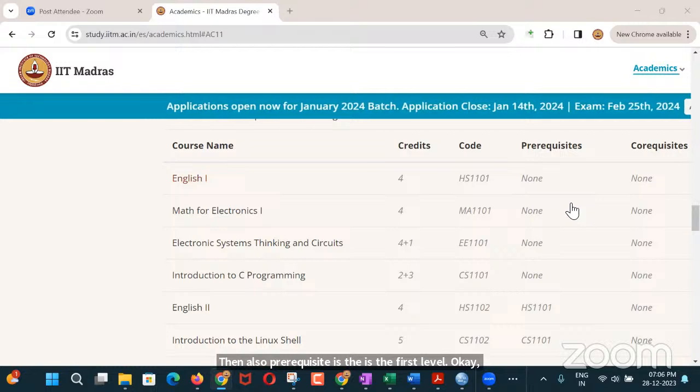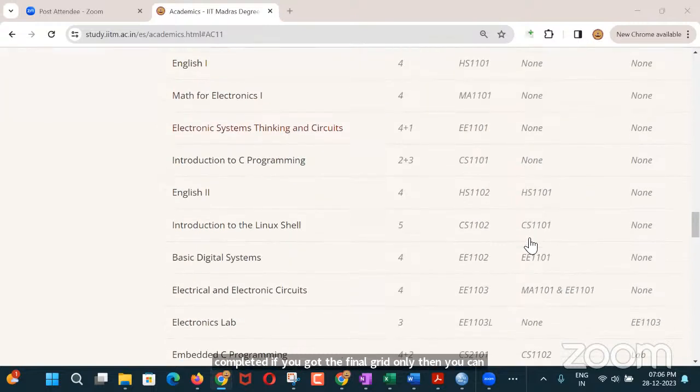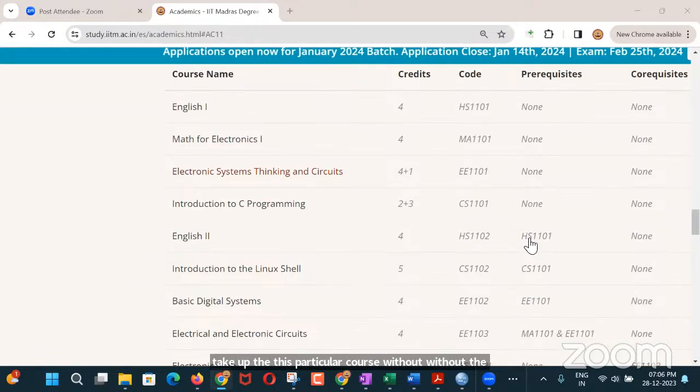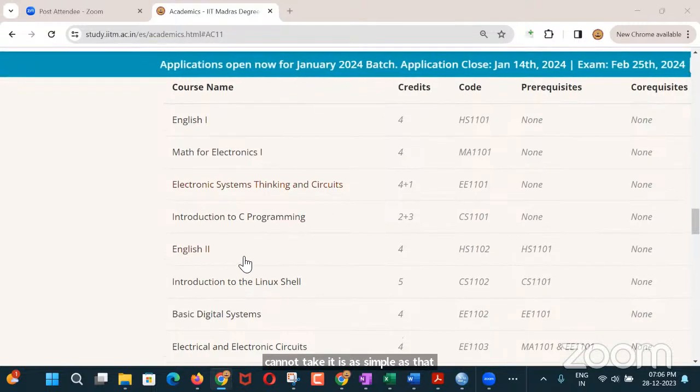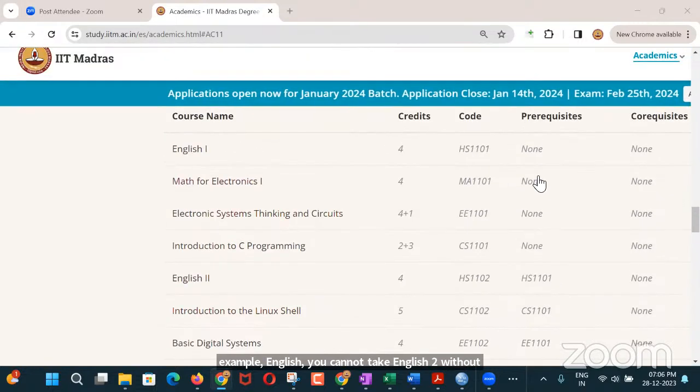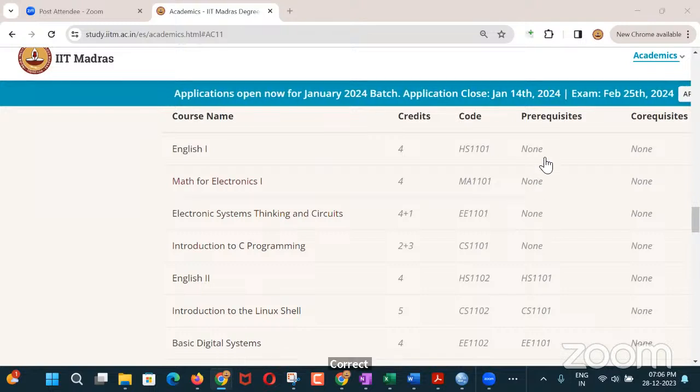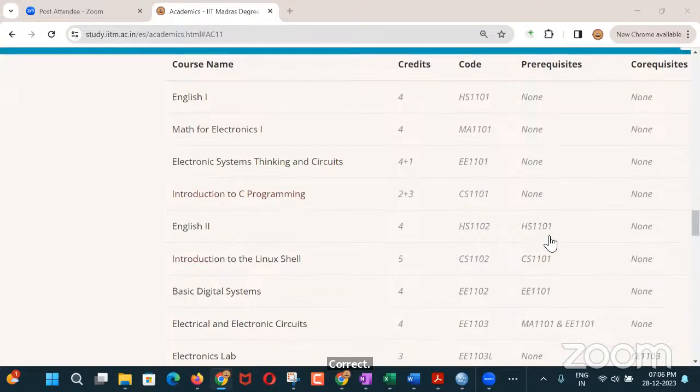Only if you have completed it and got the final grade can you take up this particular course. Without a pass grade in a course that is a prerequisite for a next term course, you cannot take the next one. It is as simple as that. For example, you cannot take English 2 without taking English 1. Correct. See, that's why only in the first term you do not have any prerequisite, obviously, since it is a first term.